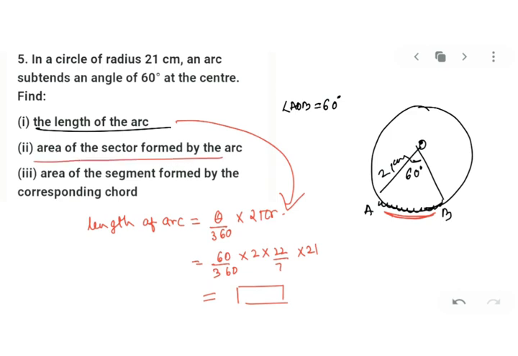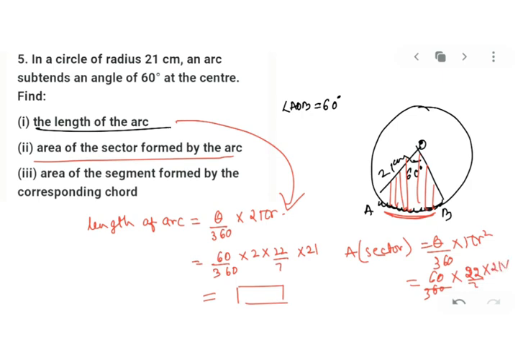Now you have to find area of sector formed. So this is the sector, this is a sector formed by AB arc. So you have to find the area of sector AOB. So again the formula of area will be theta upon 360 into pi r square. You have theta 60 upon 360. You have pi value you can put as 22 upon 7 and radius you have 21 into 21. So from there whatever answer we will get, that will be the value of area of sector.